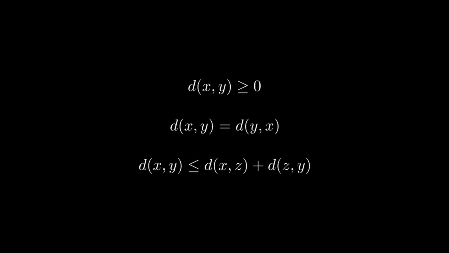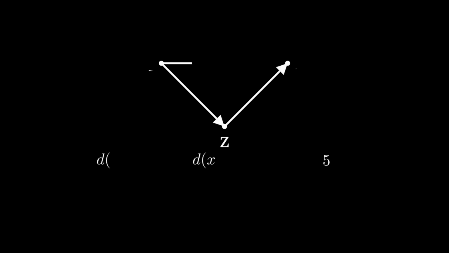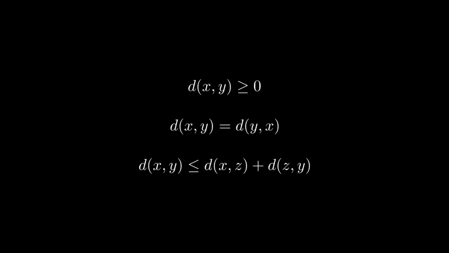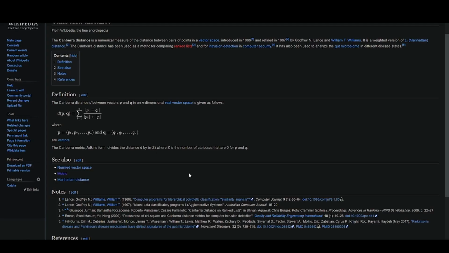Second is that the distance from x to y should be the same as y to x, basically meaning no one-way roads. And the third property is the triangle inequality, which basically means taking a path from x to y by going through another point called z should take longer than or be equal to going straight from x to y. This means that we can basically tailor our metric specifically for our dataset, provided it meets these properties. I'm going to use the Canberra metric because it's normalized and was available in the package.